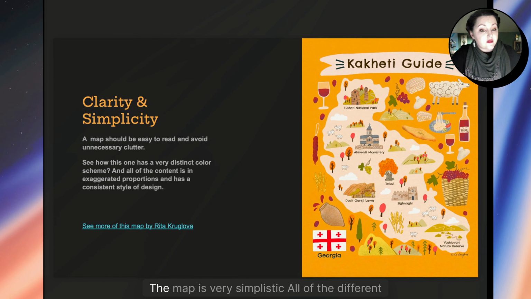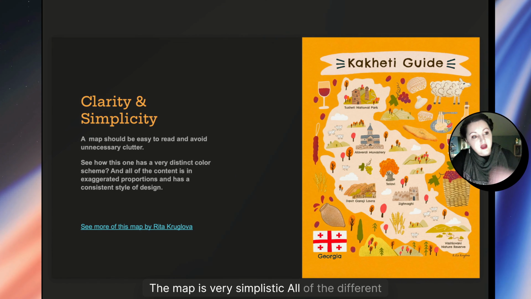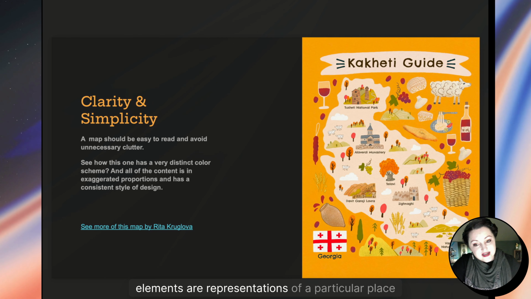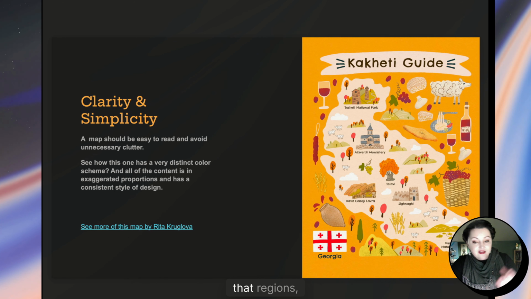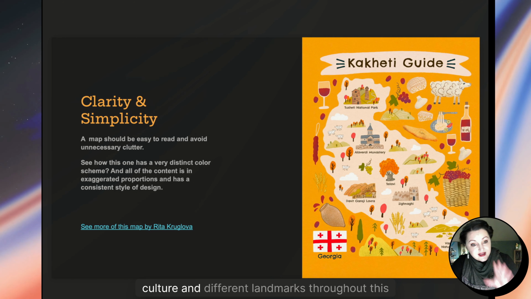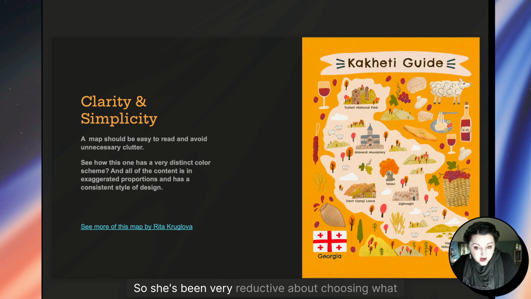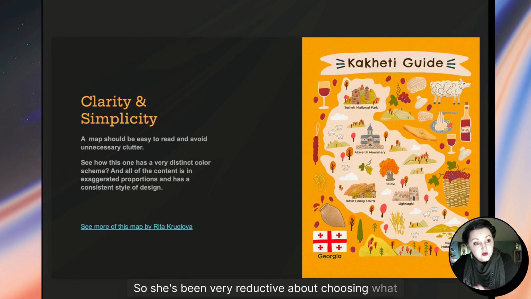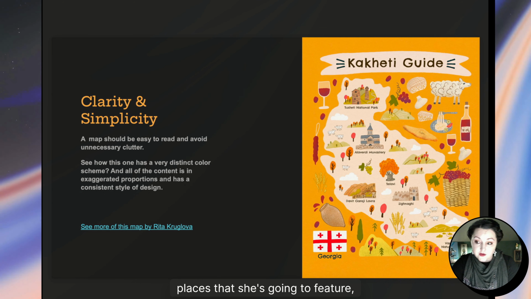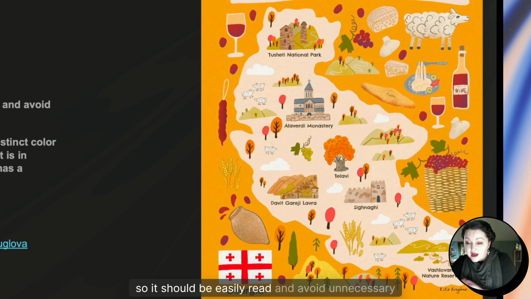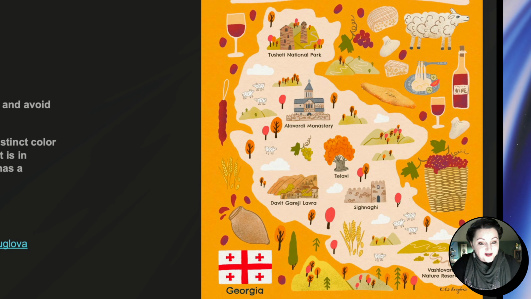In this Kakheti design by Rita Kriplova, the map is very simplistic. All of the different elements are representations of a particular place, that region's culture, and different landmarks throughout this entire map. She's been very reductive about choosing what places she's going to feature. So it should be easily read and avoid unnecessary clutter.